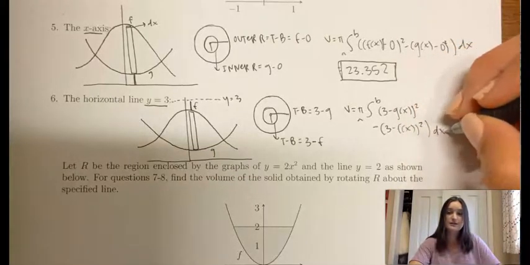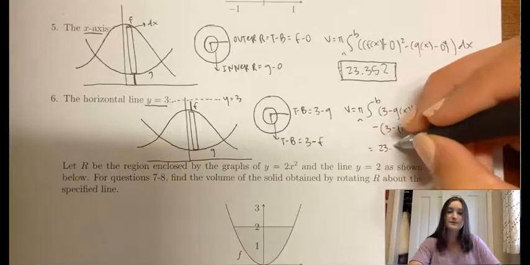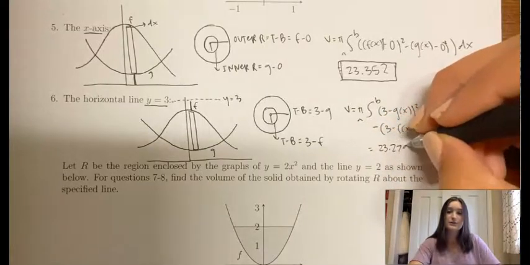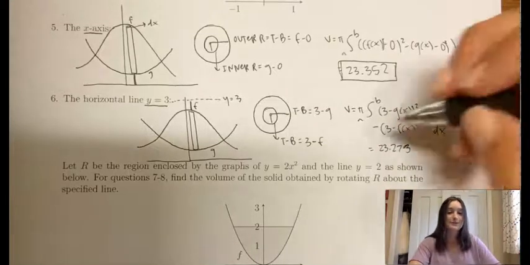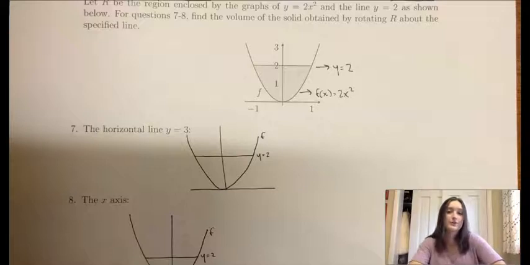And what we're going to get on that one is 23.273. All right, on to our final graph.